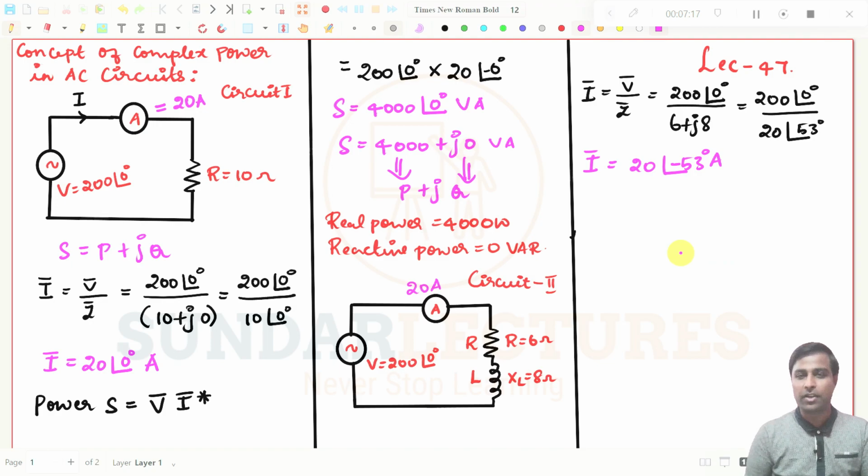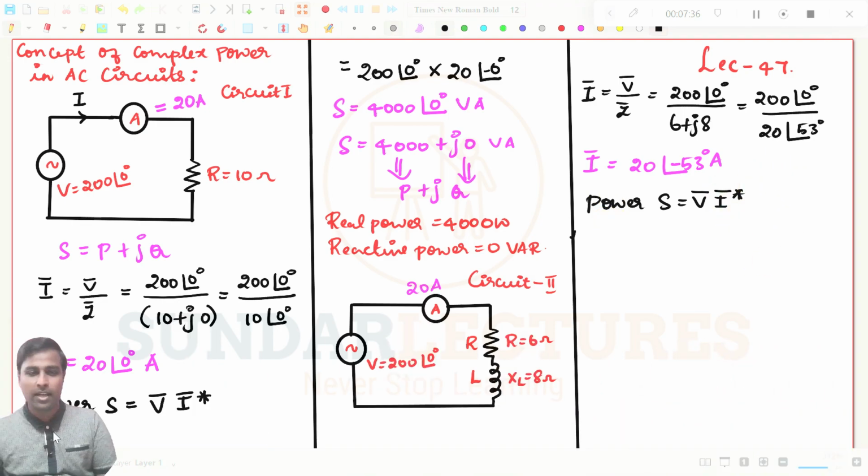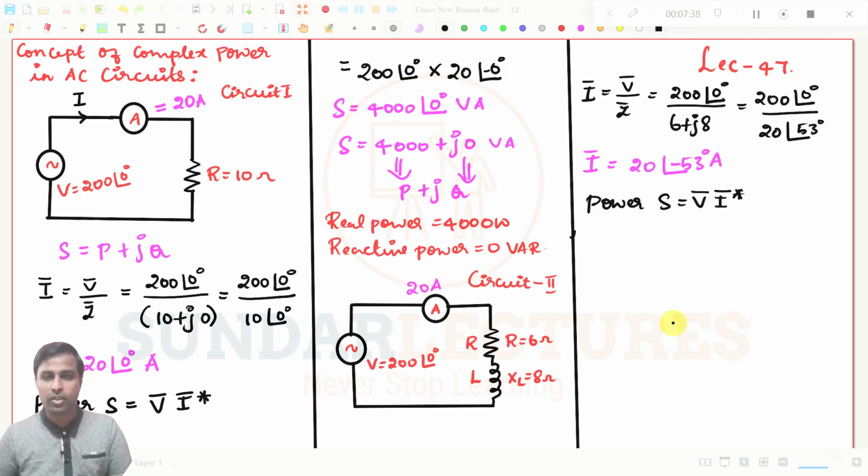If you want to find the complex power, or apparent power, we will call it complex power. Power S is equal to V bar I bar star. I need to put the star, and I will tell you why I am using the star here. Maybe I will move this to that side so it will be easy to understand. See here, V is the same, 200 at an angle of 0 degrees, into I here.